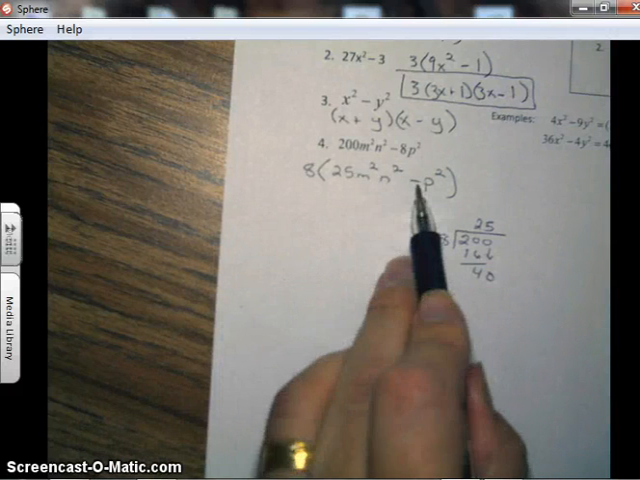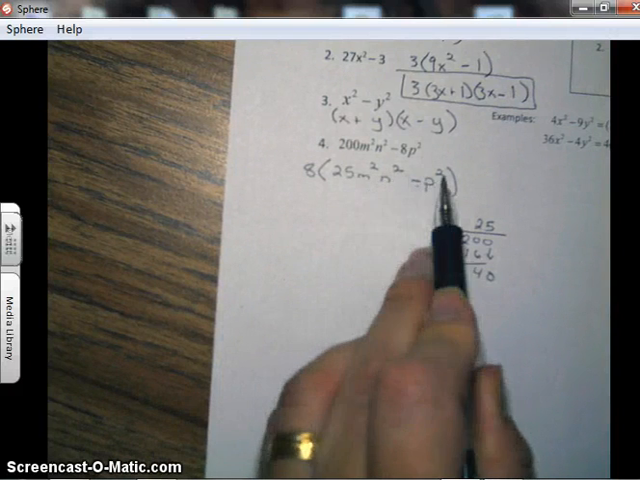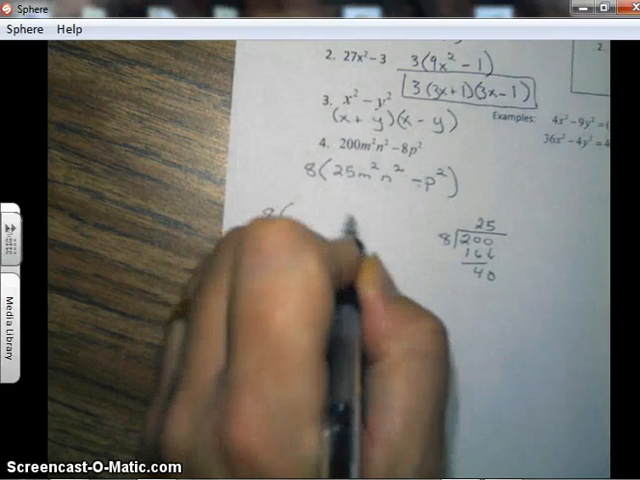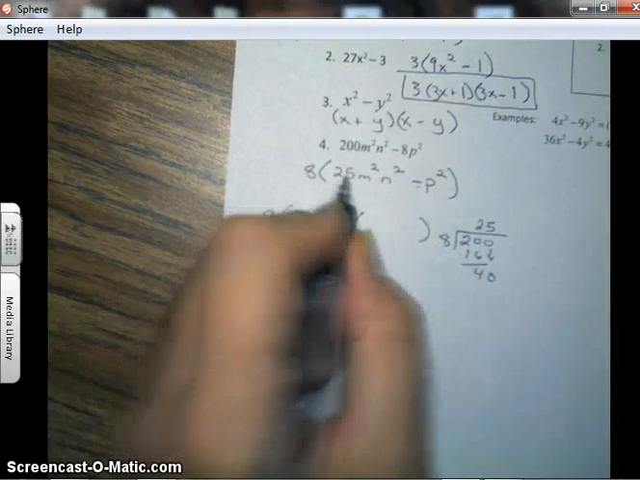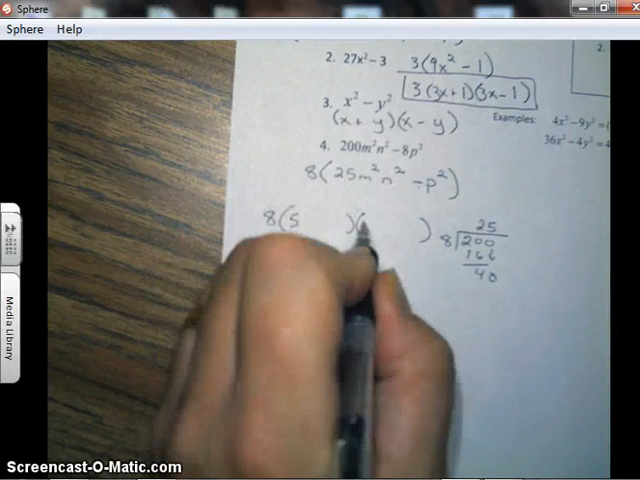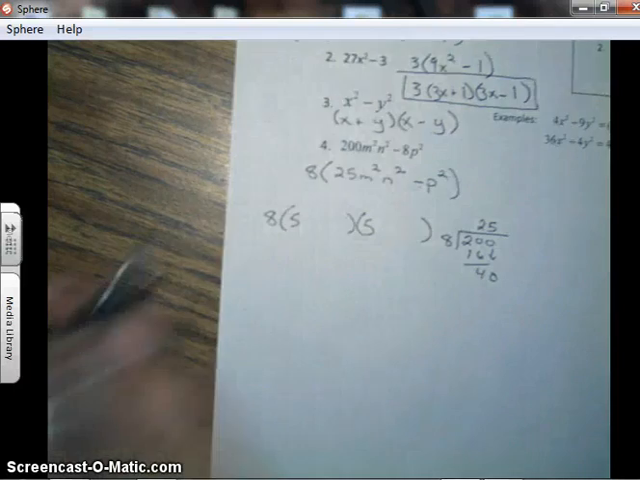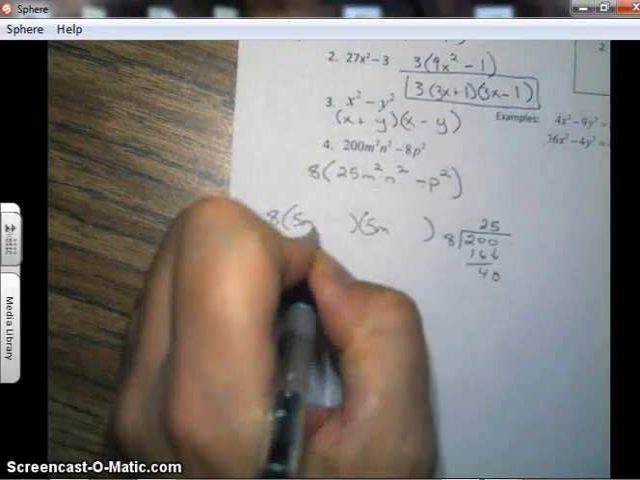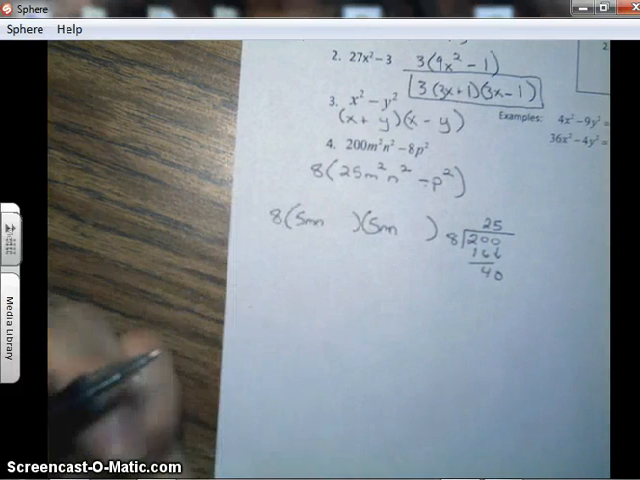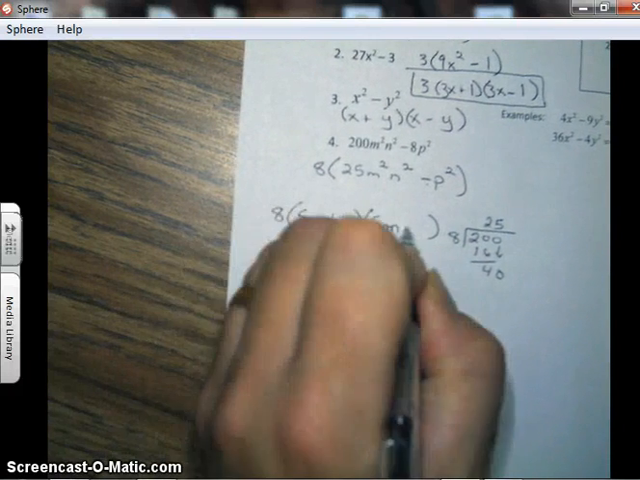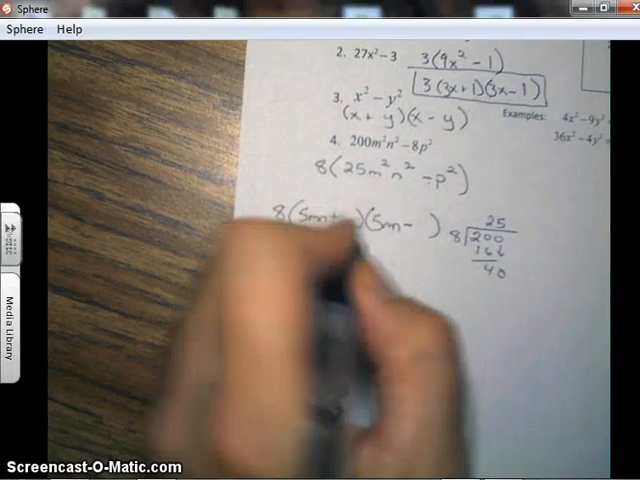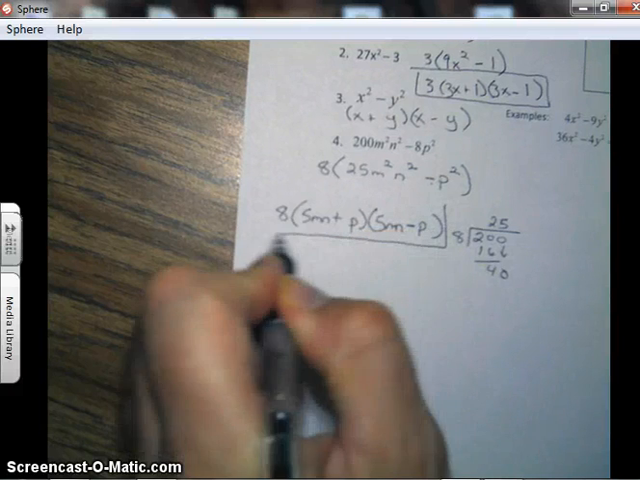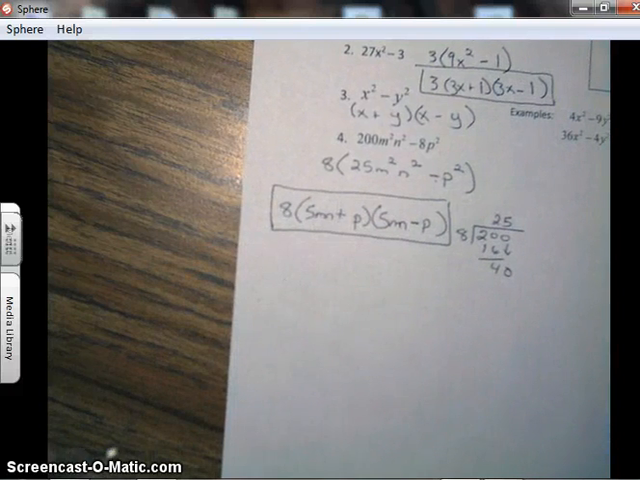Now, do we have a difference of two perfect squares now? Yes. So 25 is going to break down to 5 times 5. M squared is m times m. N squared is n times n. One's plus, one's minus. And p squared breaks down to p times p. And there is your answer. Completely factored.